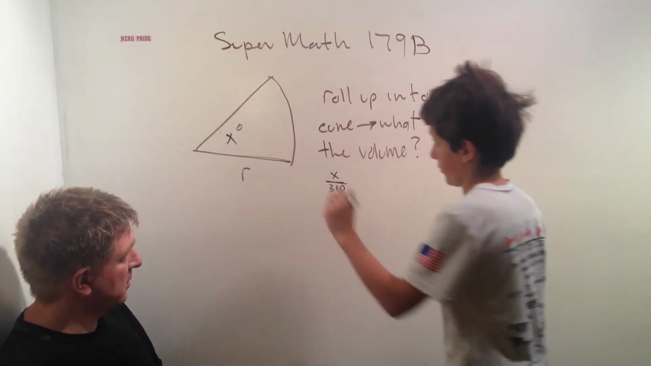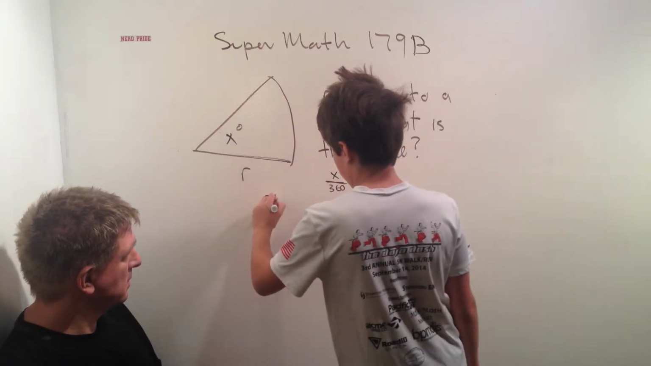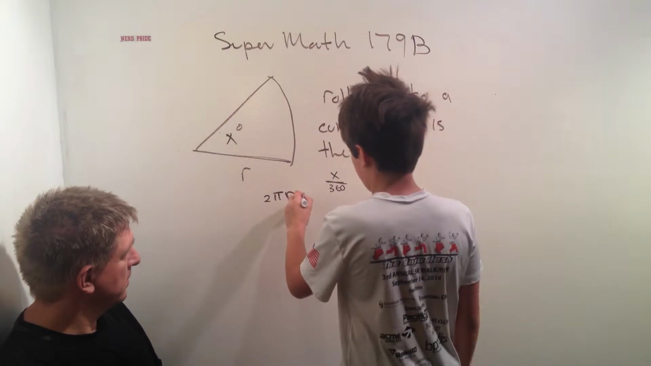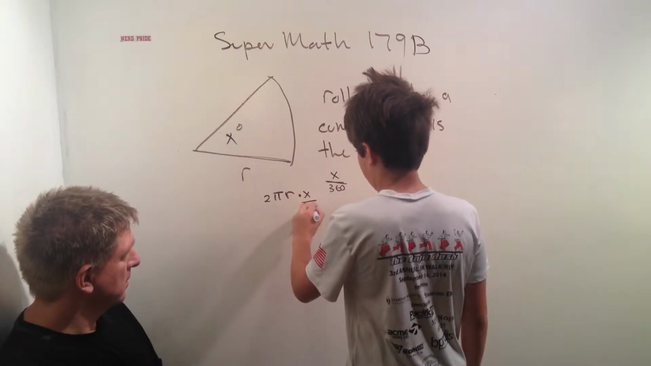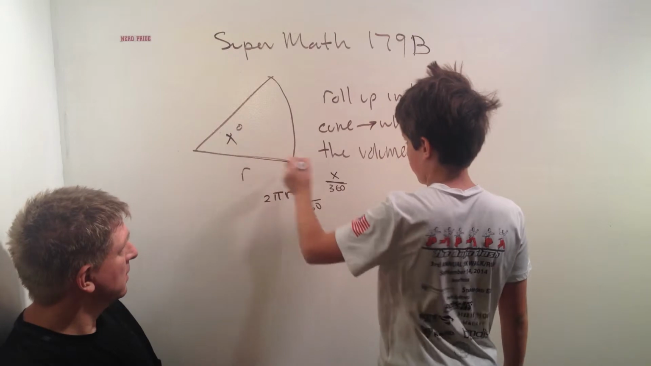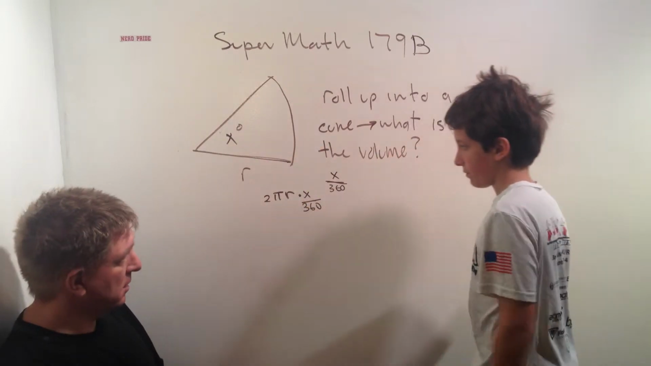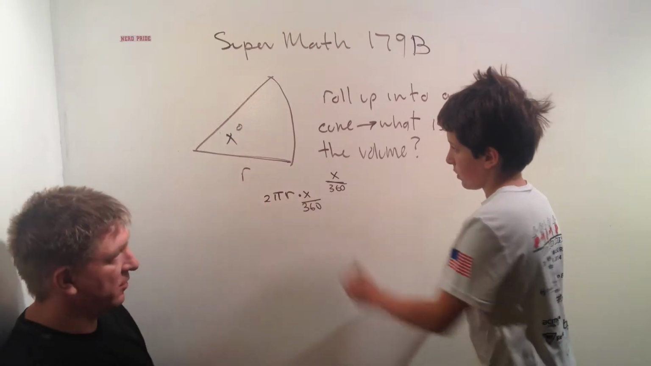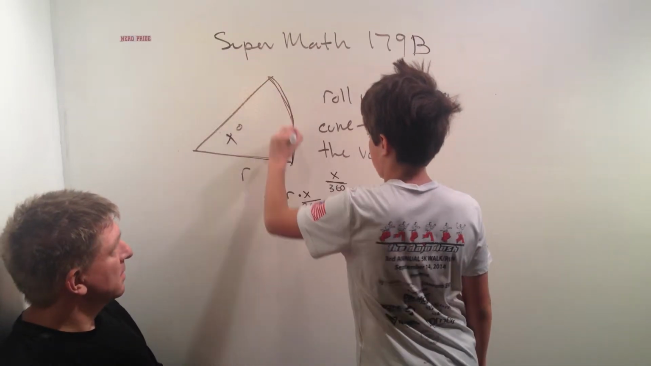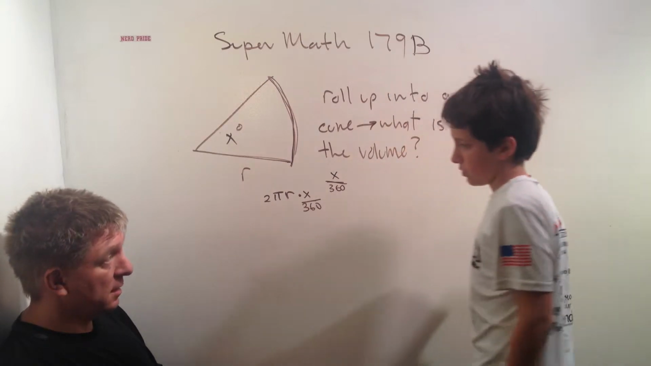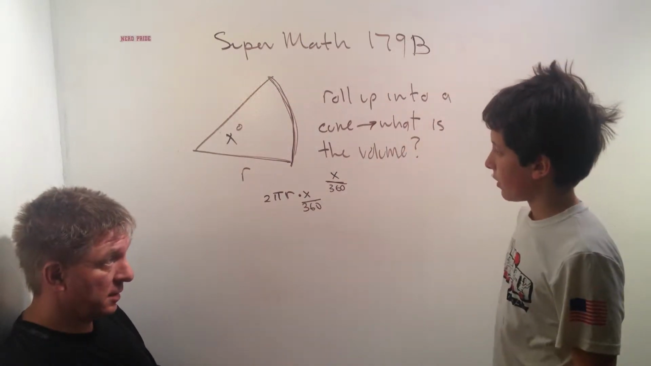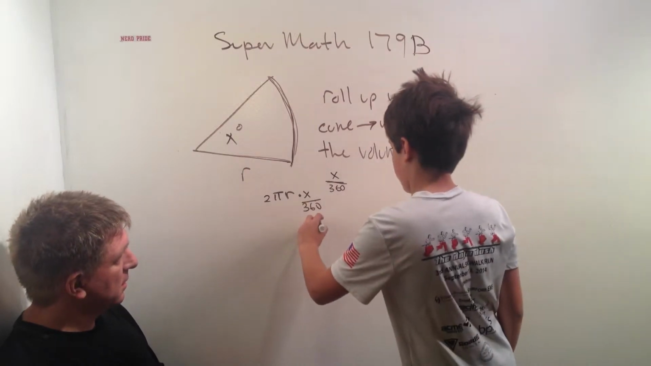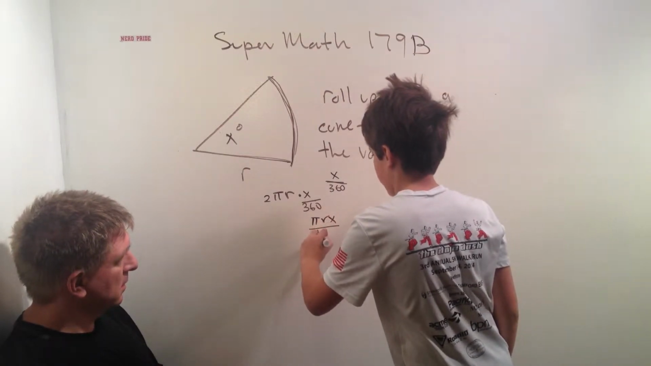So for the circumference of the circle, 2 pi times r, we have to multiply it by x over 360, because this is how much of the circle we're using. What does this represent? 2 pi r times x over 360. It's this wedge here, that arc. It's the length of that arc, or pi r x over 180.